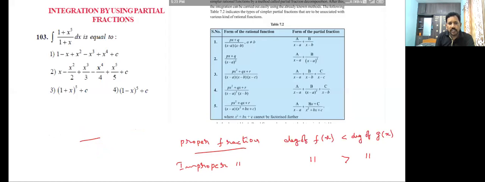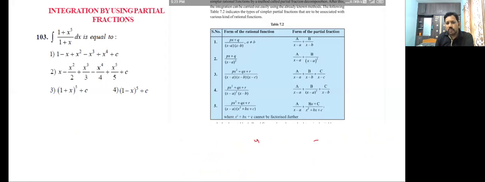Now see question 103. Is that a proper fraction or improper fraction? Numerator degree is 5, denominator degree is 1. So 5 is greater than 1, we will say that is an improper fraction. So when an improper fraction is given, first we want to do the division, then we will solve that. Now before going to 103, how to split the partial fractions in a proper fraction.